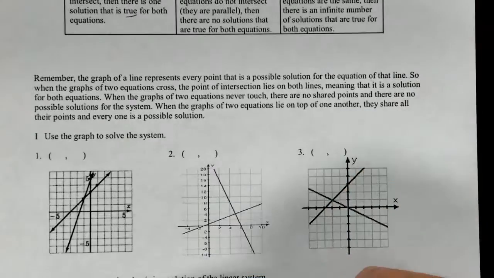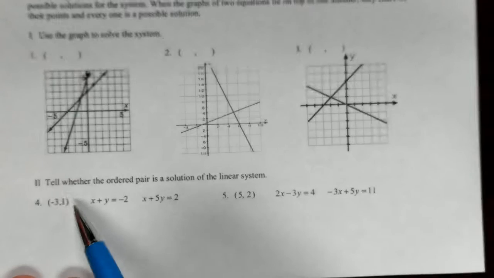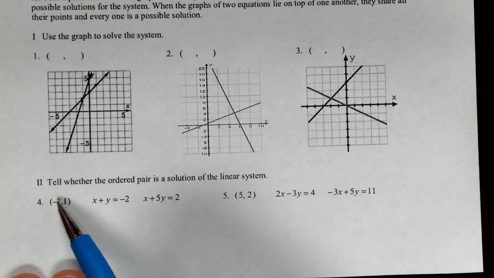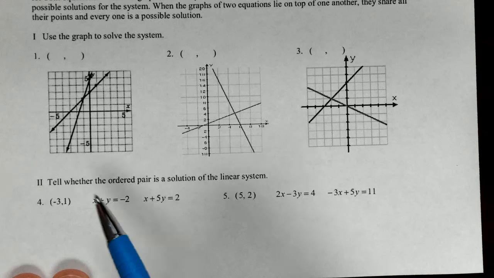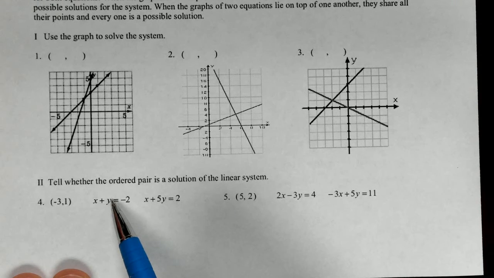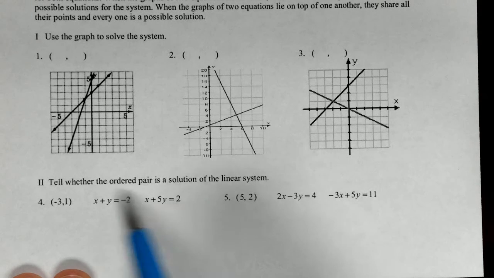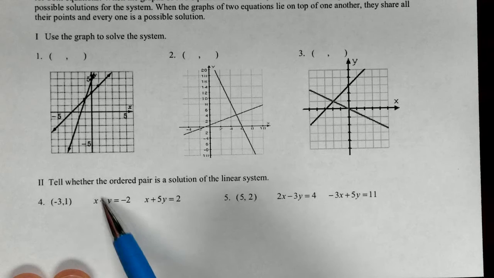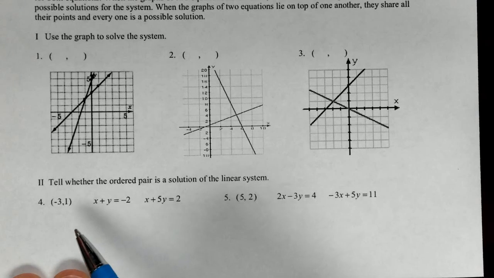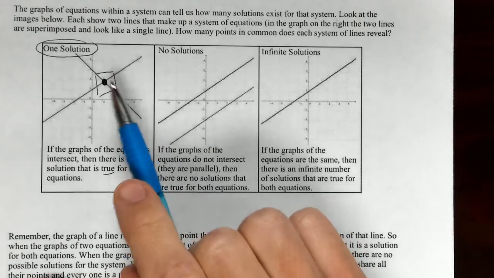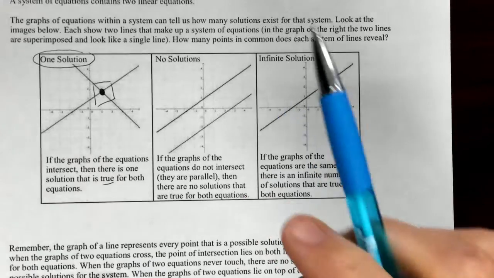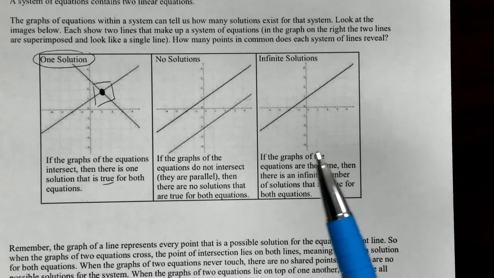If I'm looking at this example at the bottom of number 4, here's my point, negative 3, 1. If I plug in negative 3 in place of x and 1 in place of y, that would be a true statement. Same thing here. Therefore it would be my solution. If I plugged it in and it is not a true statement, let's say 5 is equal to negative 2, that's not true, then it is not my solution. So if I have two lines that intersect at one point, that one point is my solution to the system of equations.